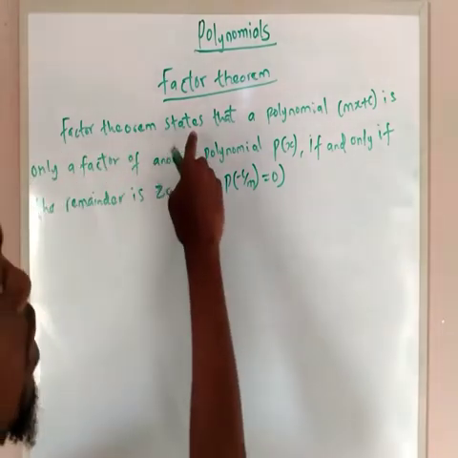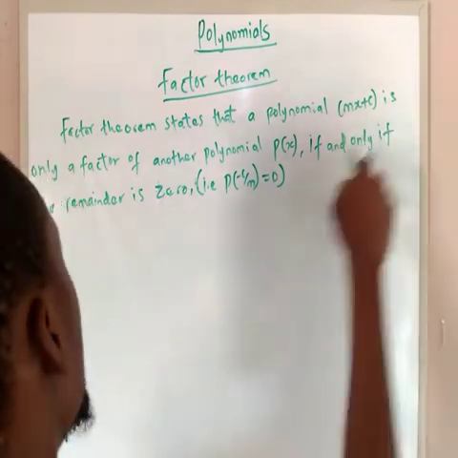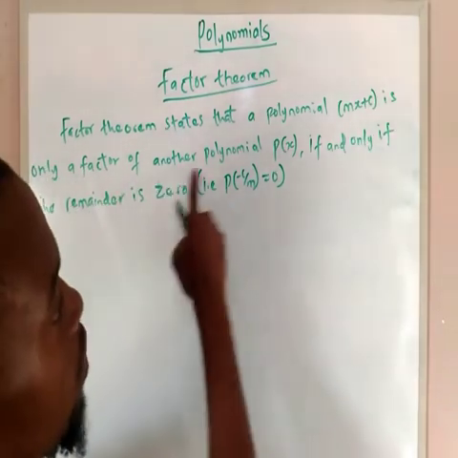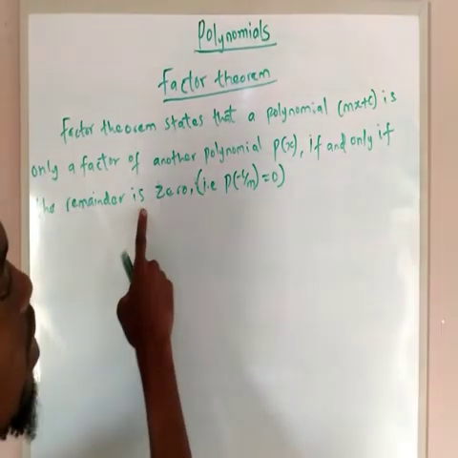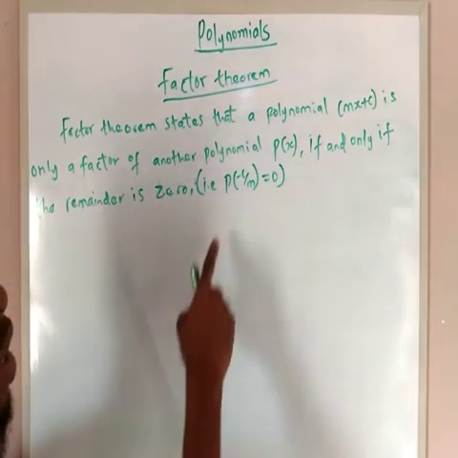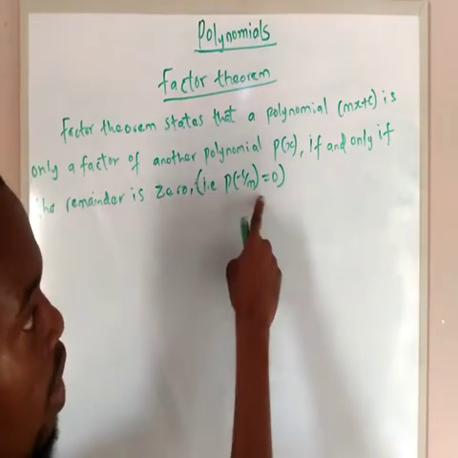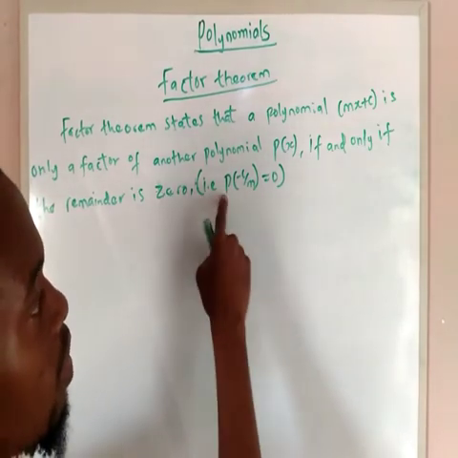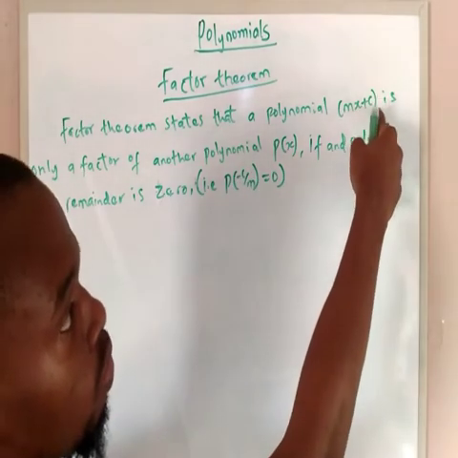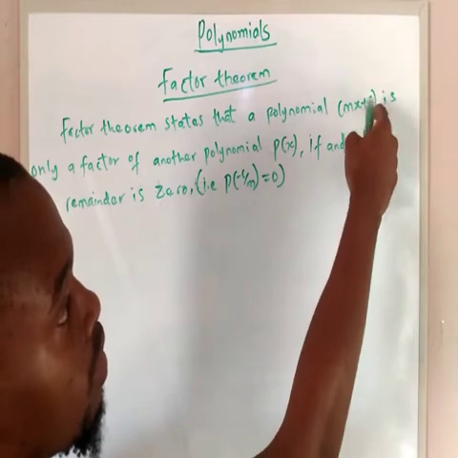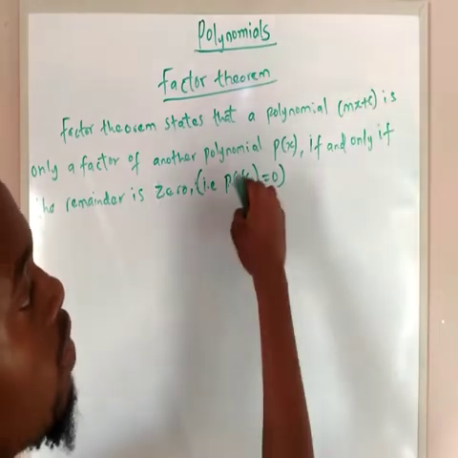Now, factor theorem states that a polynomial mx plus c is only a factor of another polynomial p of x if and only if the remainder is 0. That is, p of minus c over m is equal to 0. Of course, we know how we get this, that is p of minus c over m. That is when we equate mx plus c to 0, then we make x the subject of the formula, so we are going to get minus c over m.